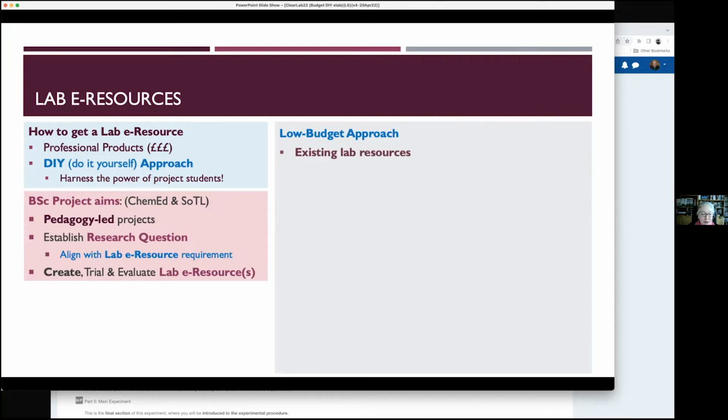Use what you have at your disposal. Don't go crazy. Use the lab environment that you have. Use the equipment that you have. Use the experiments that you have. Don't go crazy and just lash out on shiny new equipment. Use the software that you have and the hosting platforms that you have.